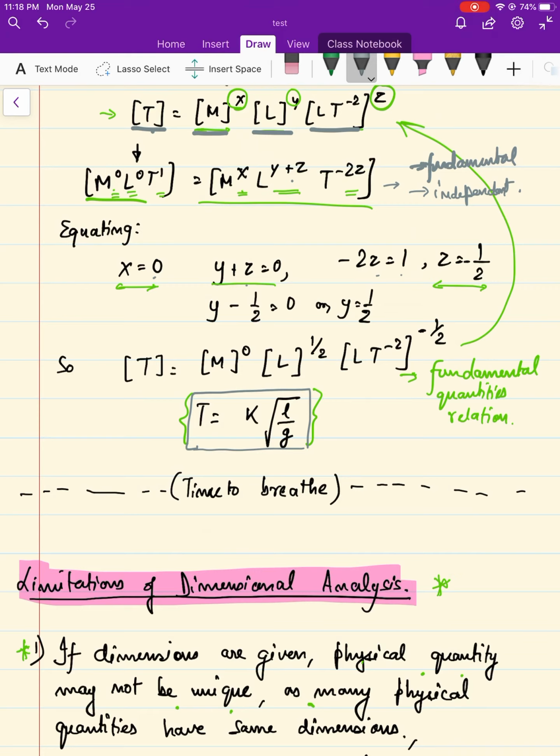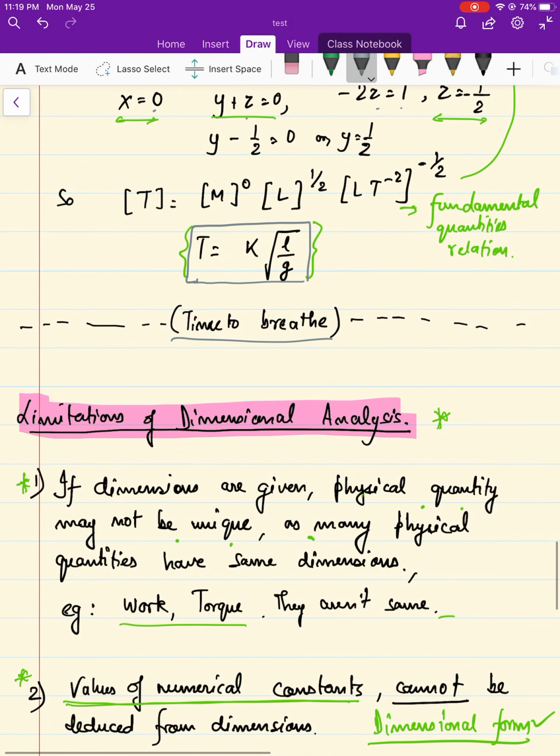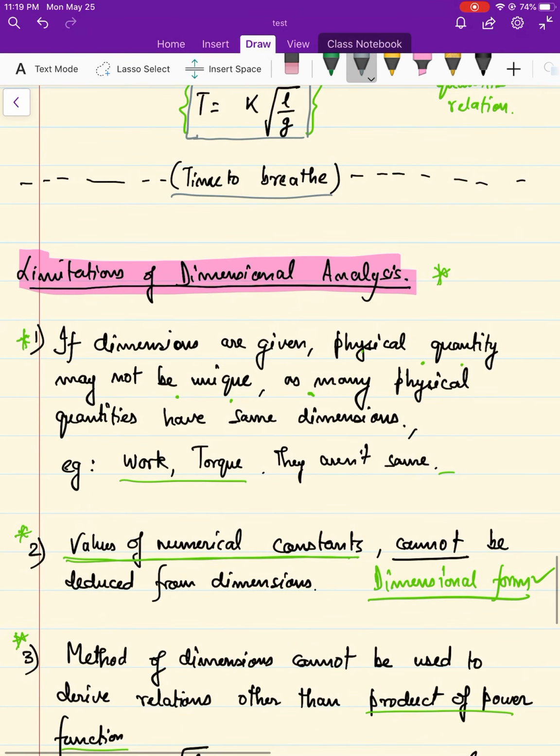Right, so now I'll let you think for a while, and this is the time to breathe, as I say, and think for a while what you have done. Think how you have utilized the relation, how you have utilized fundamental quantities, the principle of homogeneity, and the way the left hand side and the RHS are equated to one another to figure out new relations.